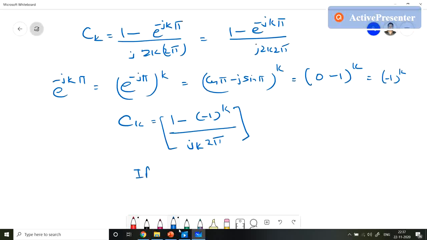So if k is even, that is k equals 2m, ck is equal to 0, because in this expression if k is even, then minus 1 raised to the power k will become 1, and 1 minus 1 will become 0. So ck will be equal to 0 when k equals 2m, that is even. So if k is even, then ck will be equal to 0.